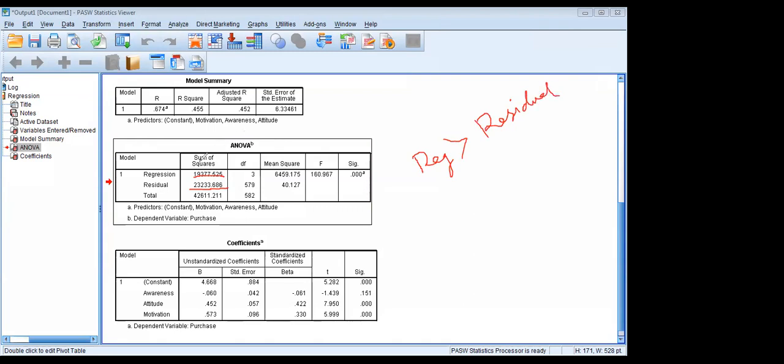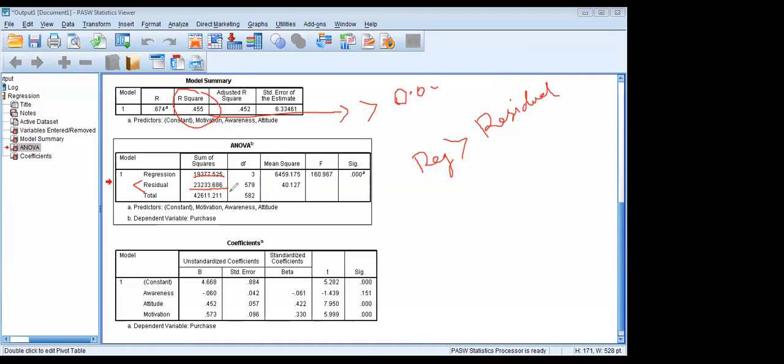So why is the problem coming? Why here is regression less than residual? The problem is because your R squared value is 0.455. Usually it should be above 0.6 R squared value. If your R square value is about 0.6, definitely 60% of factors you have covered. Now you have covered only 45%. That means, now what is the interpretation?